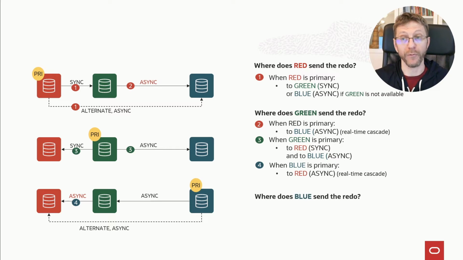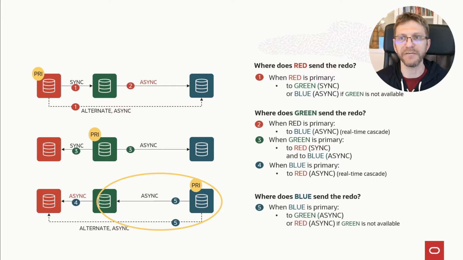And then I have the rules for blue. And again, blue is more similar to red. It's always receiving except when blue becomes the primary database. And in that case, blue sends to green asynchronously. And if green is not available, it sends to red asynchronously.